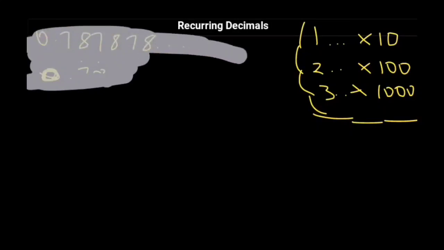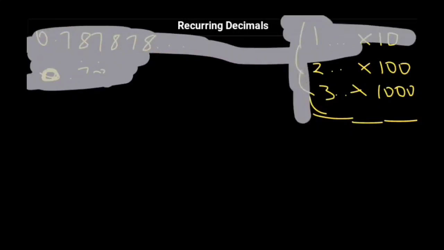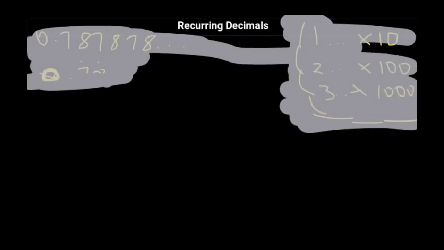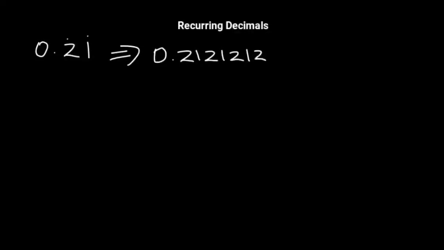Let's erase that. Okay, so let's say we have 0.21 recurring, and we need to convert this to a fraction. So let's write out our recurring decimal. That would be 0.2121221, and that goes on for a bit. So the first thing that we're going to do is have x equal to our recurring decimal.